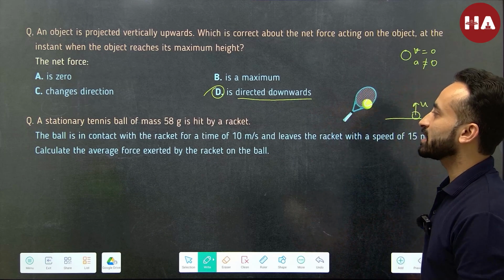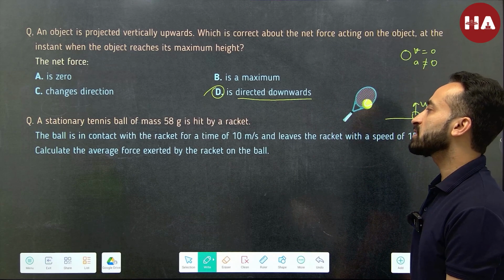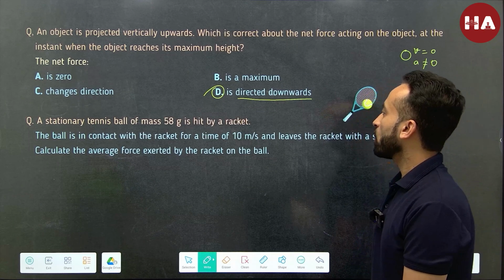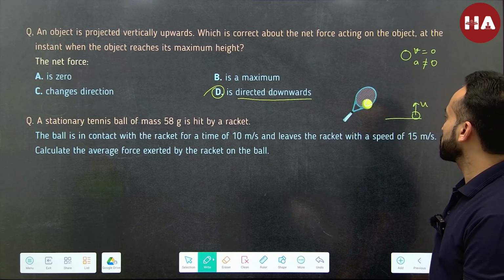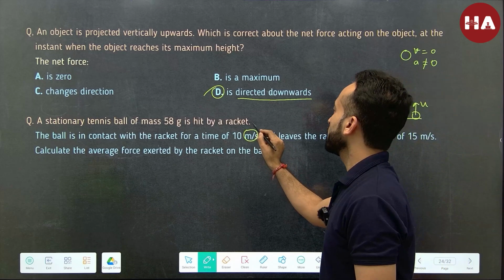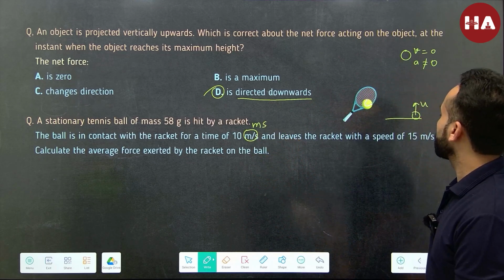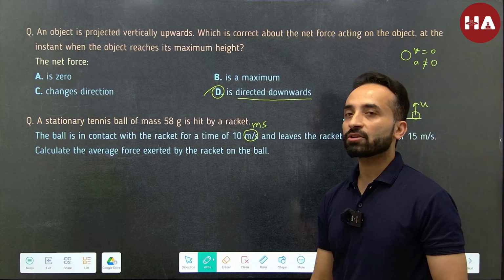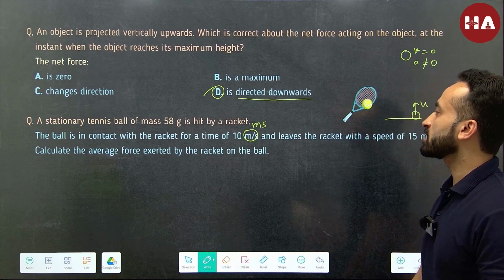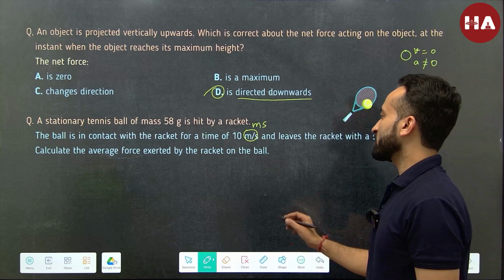A stationary tennis ball of mass 58 gram is hit by a racket. The ball is in contact with the racket for a time of 10 millisecond and leaves the racket with a speed of 15 meter per second. Calculate the average force exerted by the racket on the ball. All right, so let's do that.